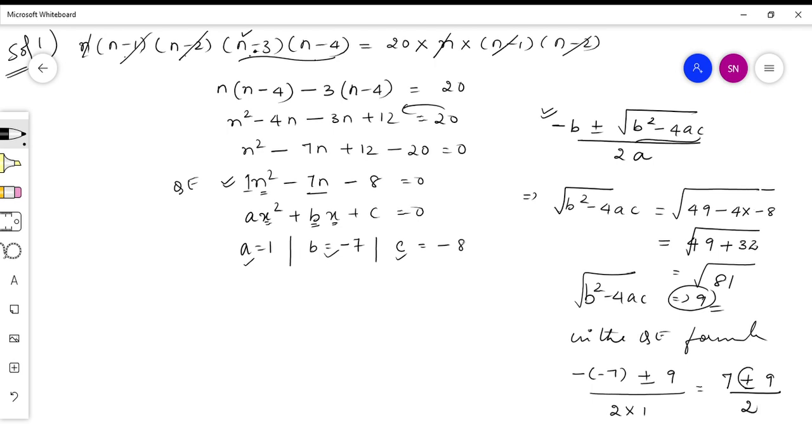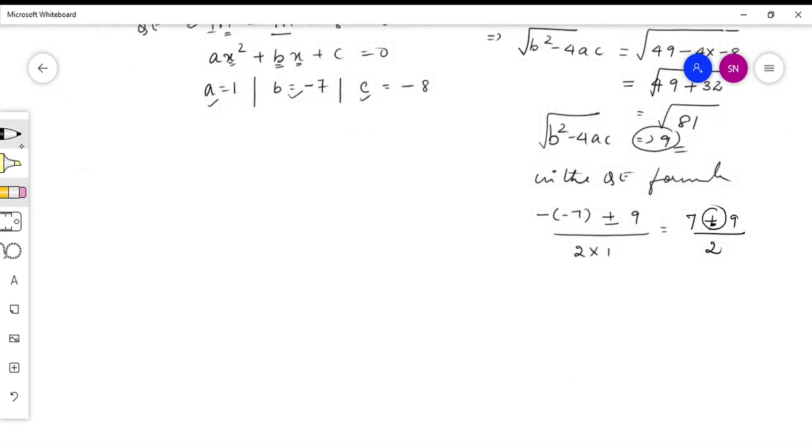Now whenever you have this plus or minus symbol in between, you will get two particular values. So what are the different values that I can write? 7 plus 9 divided by 2 is one value. Next, 7 minus 9 divided by 2 is another value. So 7 plus 9 is equal to 16 by 2, so this is equal to 8. Similarly, 7 minus 9 is equal to minus 2 divided by 2. Here you get this as -1.